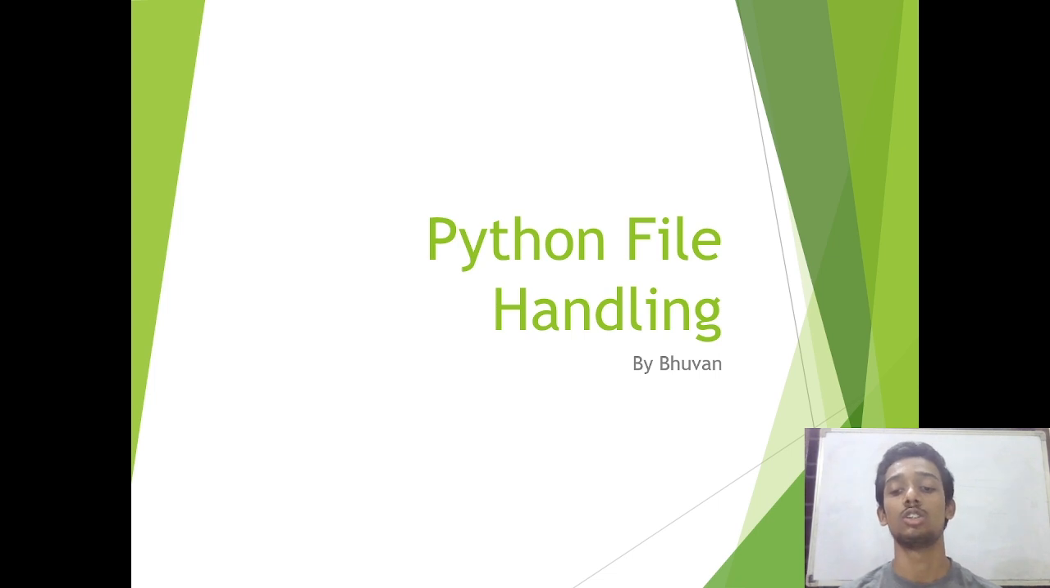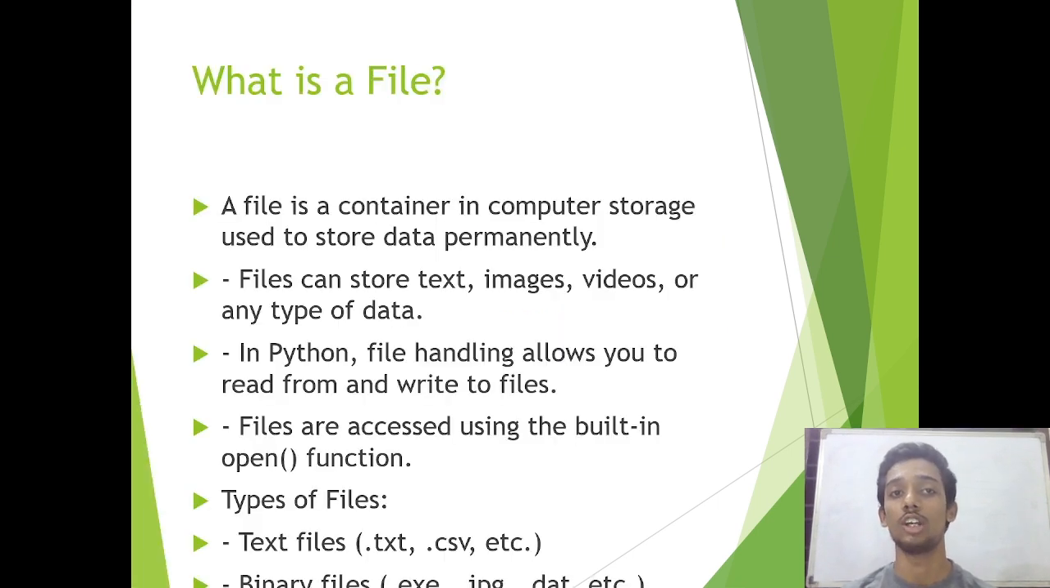Handling. So what is a file? A file is a container in computer storage used to store data permanently. It is a secondary storage, and files can store text, images, videos, or any type of data. In Python, file handling allows you to read and write to files. So files are accessed using the built-in open function.